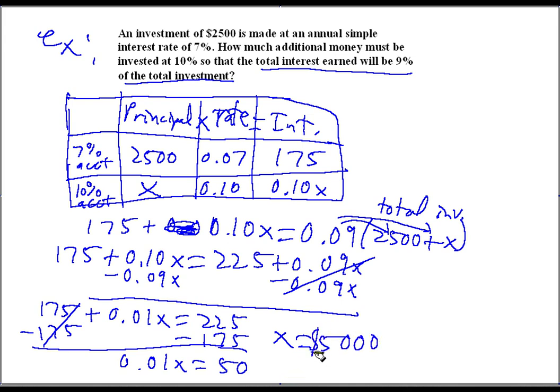Alright, so x will be 5,000. So that's what that means. I need to put $5,000 into the 10% account to get the total interest I make to be 9% of the total investment. So put 5,000 in here to get a 9% return on my investment. Alright, so $5,000 at 9%. Okay, so put $5,000 into the 9% account. That's our solution. Okay, so let's go ahead and look at another one.